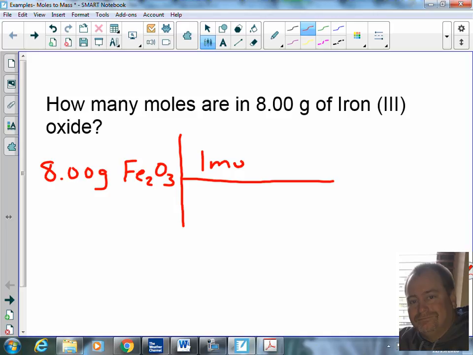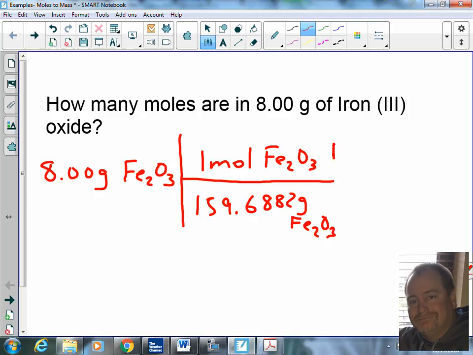1 mole of Fe2O3, and it's still important, folks, to write what we're dealing with. Okay, it's important to write the formula. And you said 159.6882 grams Fe2O3. Correct?